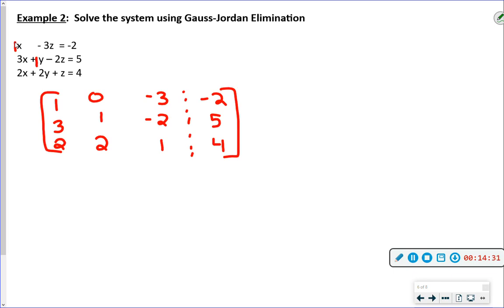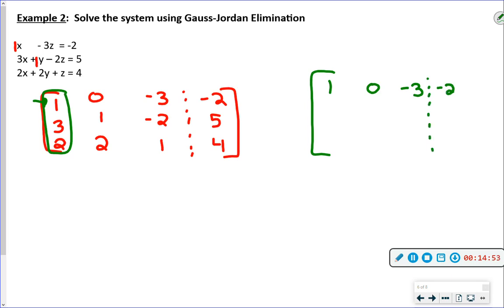Are we ready? Love it. I feel the love today. Okay, so column at a time. As always, you usually will have a nice one to start with, so we're working on this column. So I love the 1. We're going to keep the 1, so I'm going to fill in the first row. And we're going to work on changing the 3 and the 2 underneath.